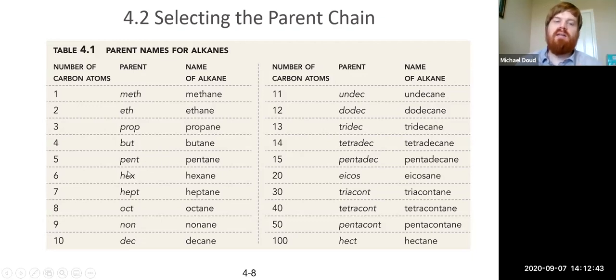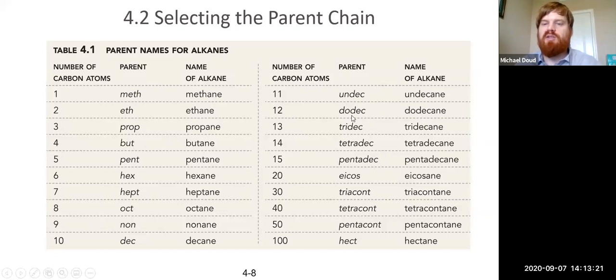Hex, hexane, that's for 6. 7 is hept or heptane. 8, oct, octane. 9, non, nonane. And 10, dec, decane. Now it's 1 through 4 that's a little bit different. Again, 1 through 4 you're going to have to memorize. There's no way around it. You've just got to memorize them. So 1, meth, methane. 2, ethane. 3, propane. 4, butane. And then once you get to 10, I guess we'll go up to 15 and tell you to memorize these here.